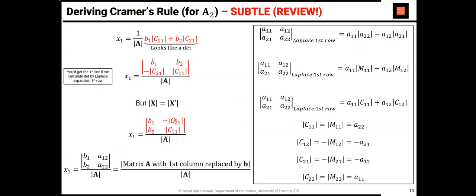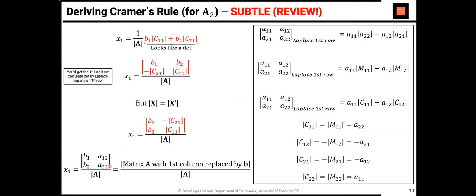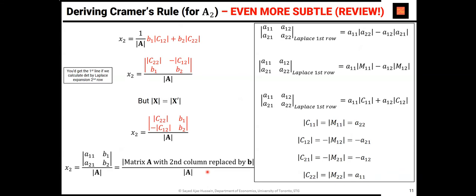And now what you notice is something beautiful. You've got to give Cramer some credit. If you want to find the answer for x1, take the original matrix A and replace the first column of matrix A with the vector b. So once again, go back. This is your vector b. This is your matrix A. Cramer tells you that if you want to find the answer for x1, take the original matrix A, get rid of the first column because you're solving for the first x, and replace it with the vector b. And then take the determinant of this creature, divide by the determinant of the original matrix A, and then you're done. The next slide is for x2, but now things get even more subtle.